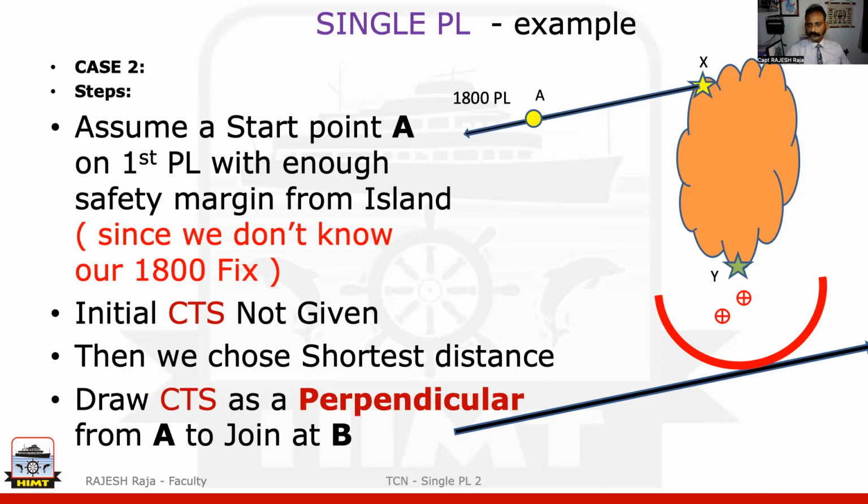So I'm going to use the perpendicular concept here, and you should do this whenever the initial CTS is not given to you in these kinds of questions. So I'm going to draw a perpendicular to the first PL and the transferred PL. This is 90 degrees, and obviously it is going to be 90 with 070. So I can measure that also. Let me do it on the next slide. I'm joining this, I will reach Bravo.